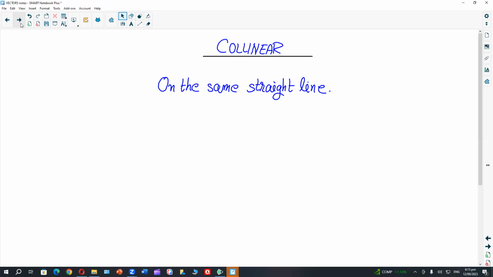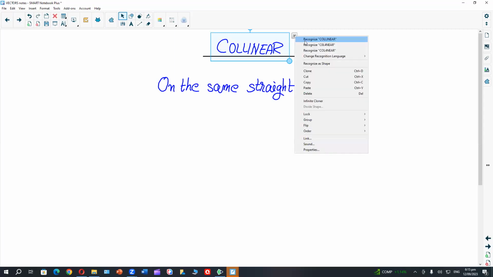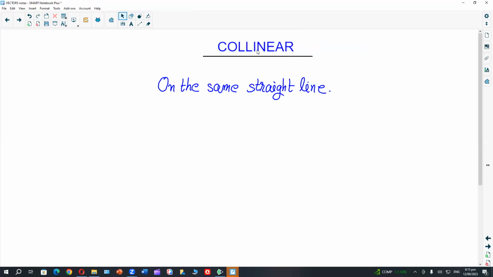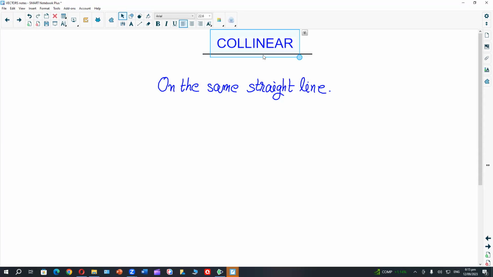Now we are putting our next title concept, collinear. Collinear is a terminology used in our vector chapter. The collinear word means the vectors, the points which are on a same straight line. So give a heading collinear, and the meaning of the word collinear is on a same straight line. On the same straight line.